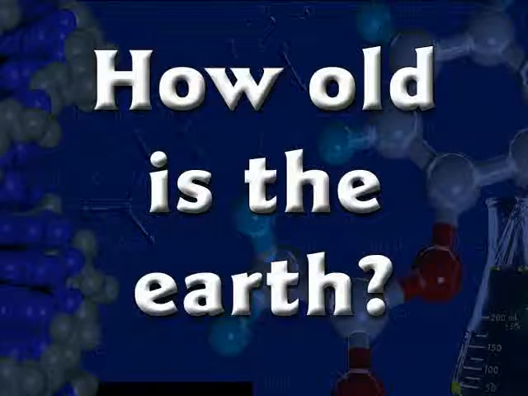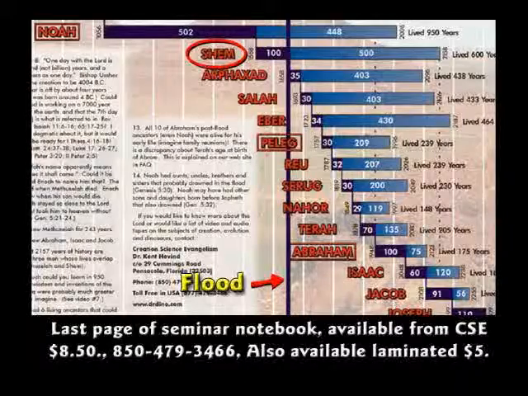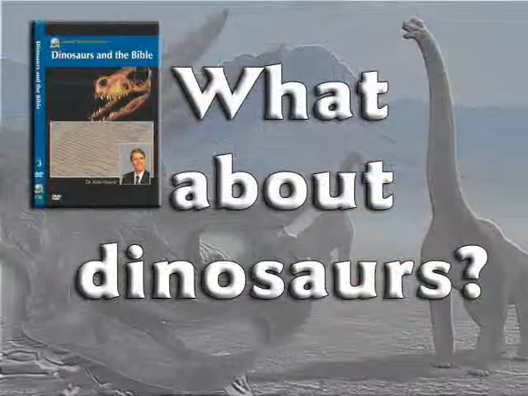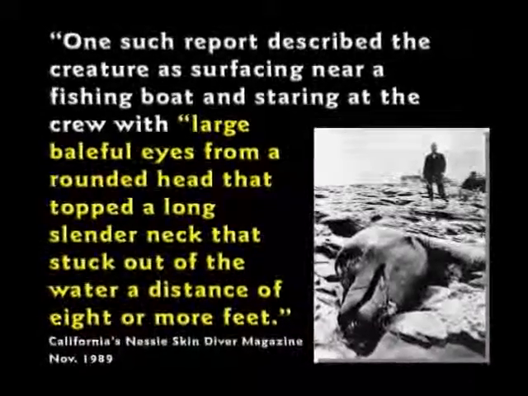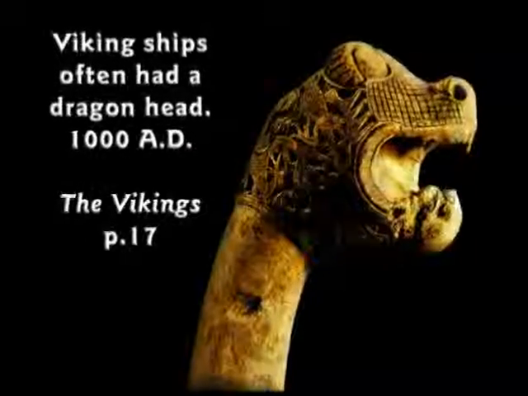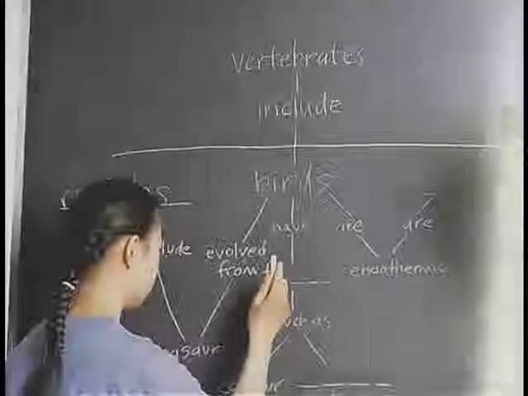How did the environment of the original creation differ from ours today? And how would this allow men to live over 900 years? Can Christians have a good explanation for the existence of dinosaurs? Could some dinosaurs still be alive today? These and many more questions are covered in the second and third part of the series.